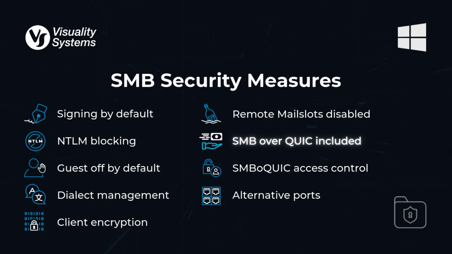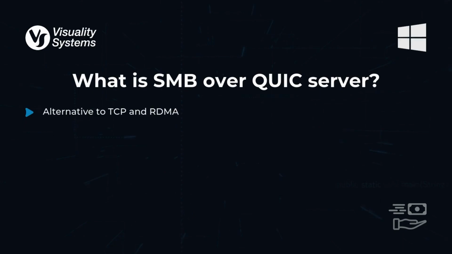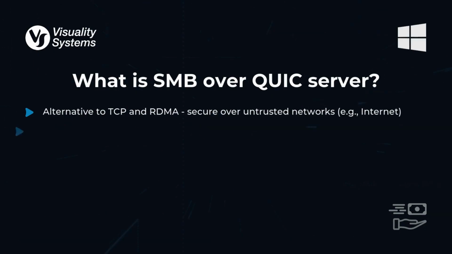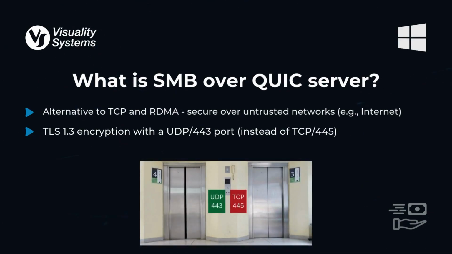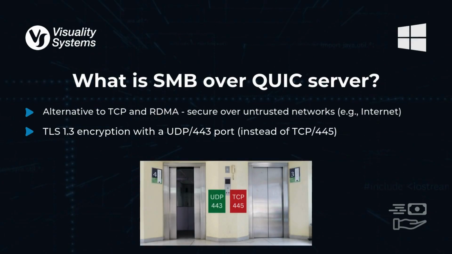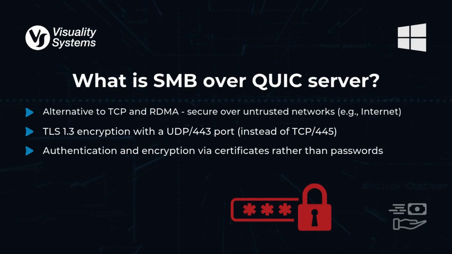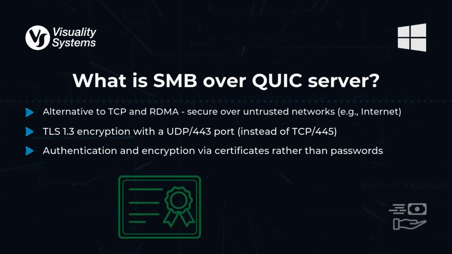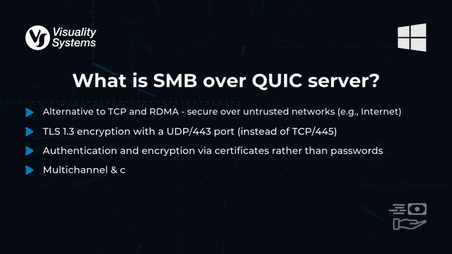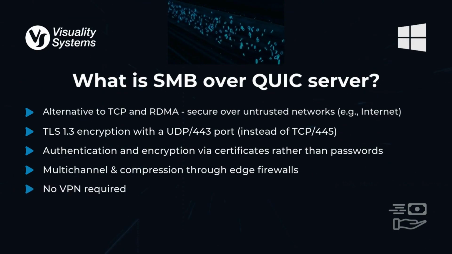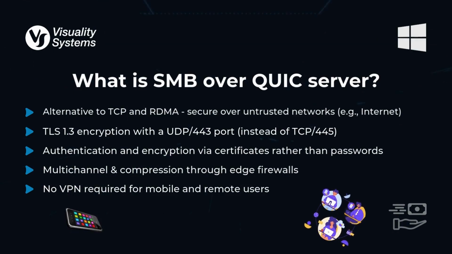SMB over QUIC is an alternative to the legacy TCP protocol and RDMA, and is designed for secure use of untrusted networks like the Internet. It uses TLS 1.3 for encryption, establishing a secure tunnel over UDP port 443 instead of TCP port 445. Unlike traditional authentication methods that rely on passwords, SMB over QUIC uses certificates to ensure security. This enables all SMB traffic, including authentication, multi-channel, and compression, to pass through edge firewalls, allowing seamless access for mobile and remote users without the need for a VPN.